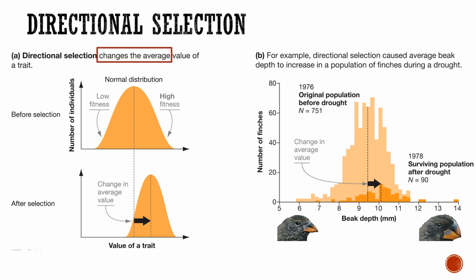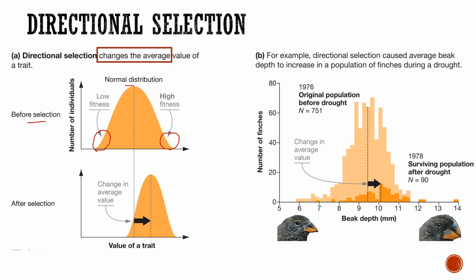This changes the average value of the trait. Okay, so this is before whatever the selection was. This is our normal distribution. So this would indicate a very low fitness, they're not able to produce good offspring, versus a really high. And so most of them are kind of here in the middle. So in between that, kind of a bell curve here with our average in the middle.